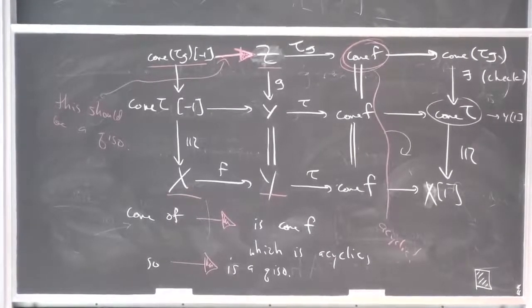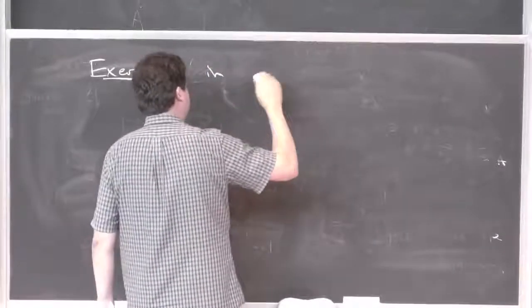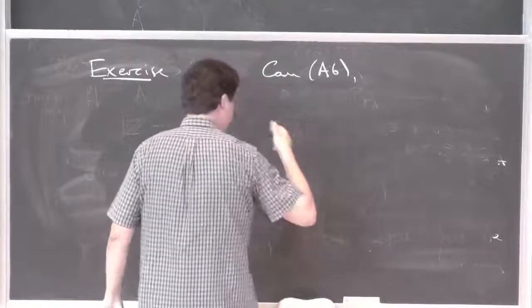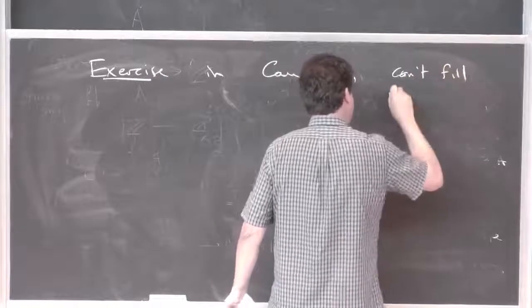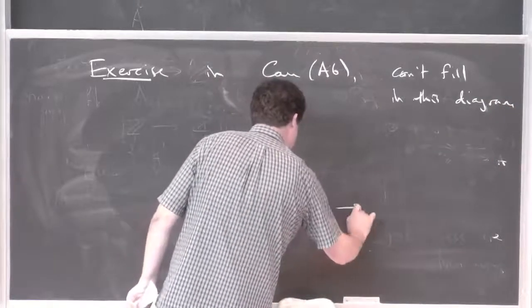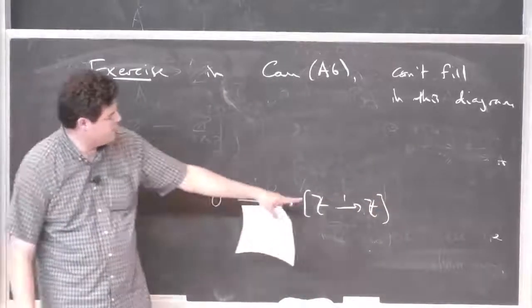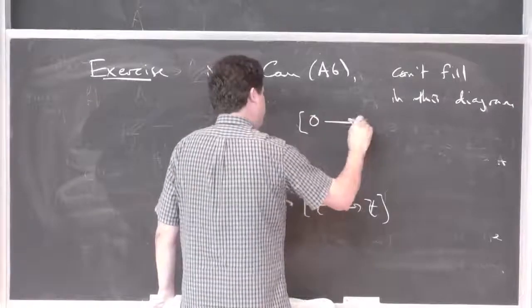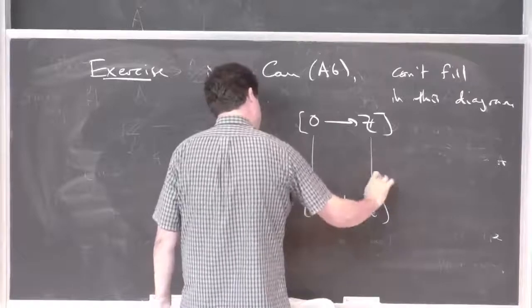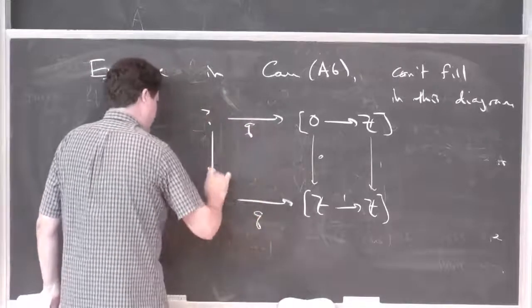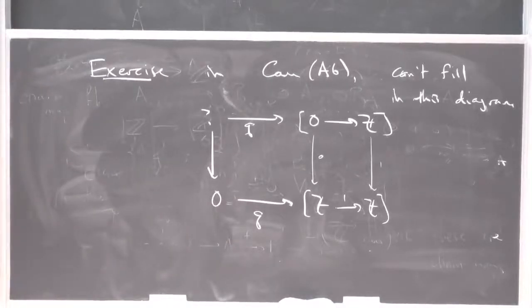So, exercise. In the category of complexes of abelian groups, you can't fill in this diagram. So I'm going to have 0 mapping to the 2-term complex z goes to z via the identity. So this is a quasi-isomorphism because this thing has no cohomology. And here I'm going to take this complex and map it in the obvious way. And so there's nothing you can put here so that this is a quasi-isomorphism and the thing commutes on the nose. You have to do all this up to homotopy business.